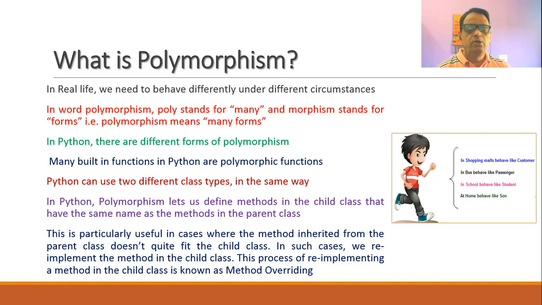This is particularly useful in cases where the methods inherited from the parent class don't quite fit the child class. In such cases, we re-implement the method in the child class, and this process of re-implementing a method in the child class is called method overriding. So method overriding is also one form of polymorphism that can be used in Python programs.